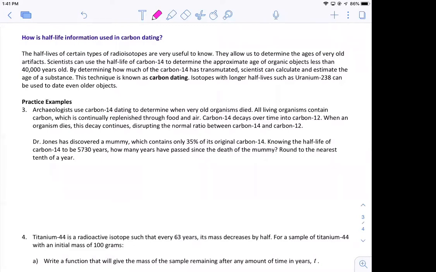So that can be used to determine the age of organic objects less than 40,000 years old by determining how much of the carbon-14 has transmutated or decayed. Scientists can calculate and estimate the age of a substance. This is called carbon dating. And you can use different isotopes to date other kinds of things.